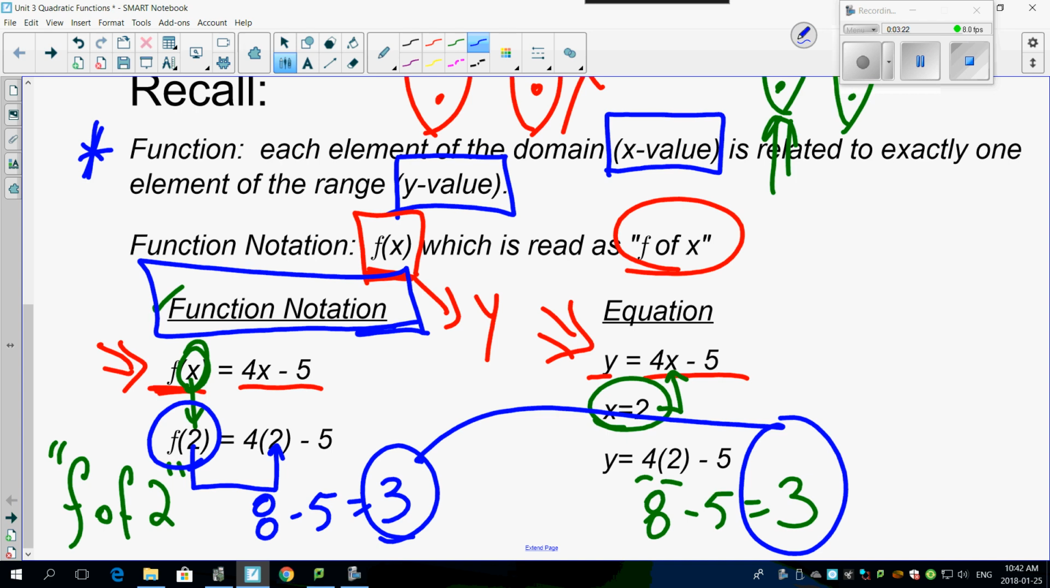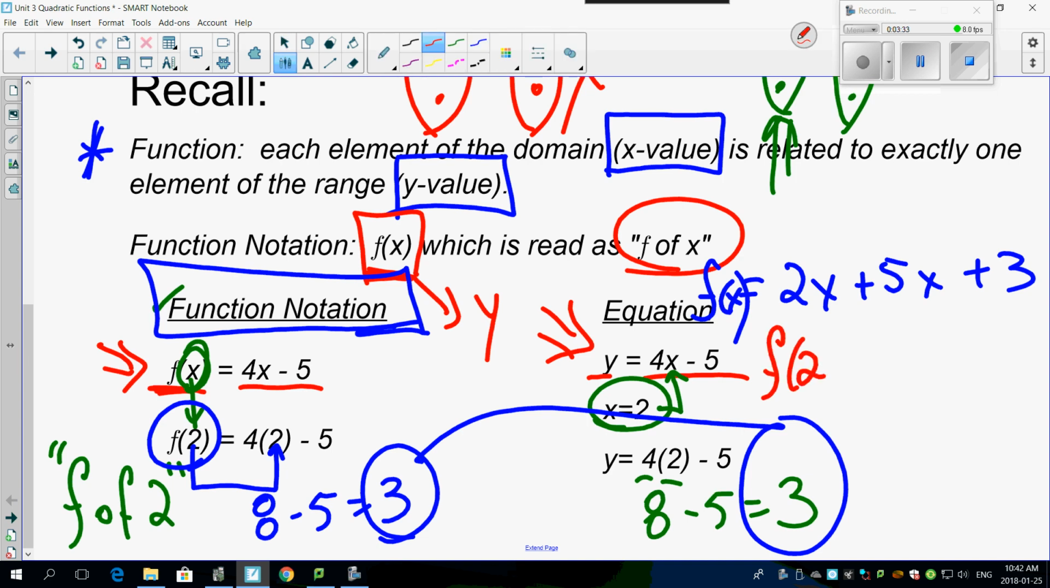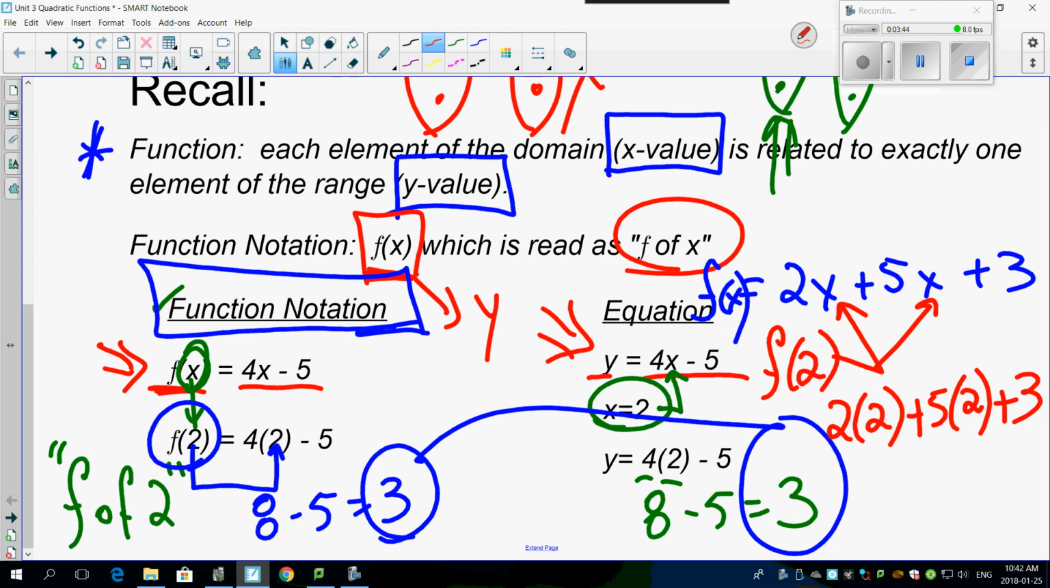Even if we had something really weird, like 2x² plus 5x plus 3, and that's your function right there, okay? So even if I put in an f of 2 here, that means every x is replaced by 2. So this would be 2 times 2² plus 5 times 2 plus 3. That's all it means. And then you could just combine like terms and everything's happy, right? Giving you 21. That's all that f of x function notation means.